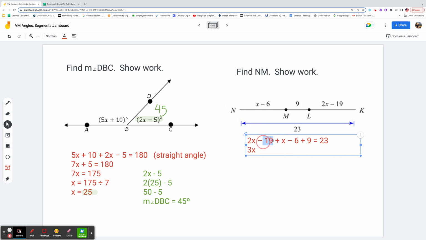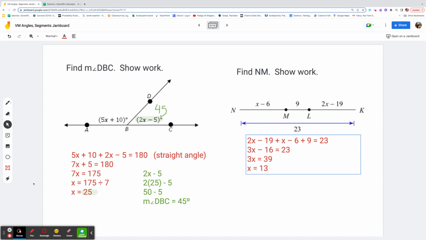There's negative 19 minus 6, that's negative 25. Or maybe I can do negative 19 plus 9, that's negative 10. And negative 10 minus 6 is negative 16. I'm going to add 16 to both sides. And that's going to be 39. And so x is equal to 13.